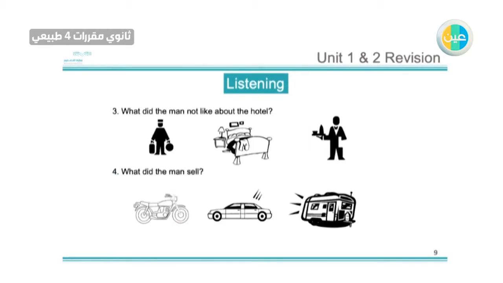Number 3. What did the man not like about the hotel? So here we have 3 different things. So which one did he not like? He didn't like it. Let's listen.